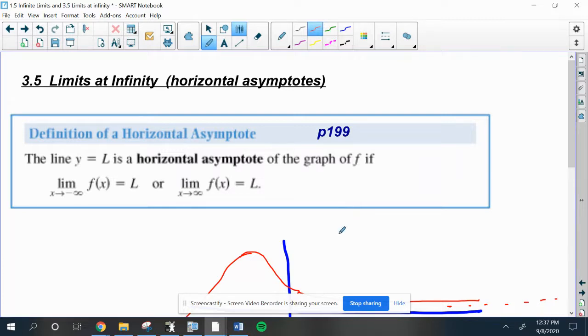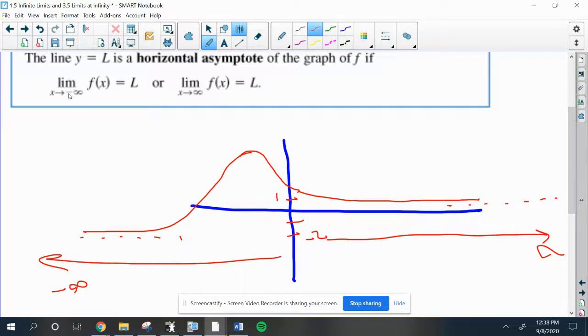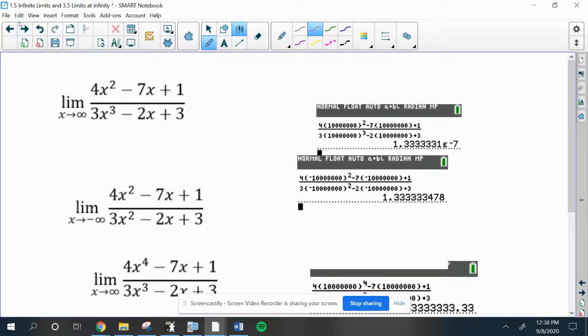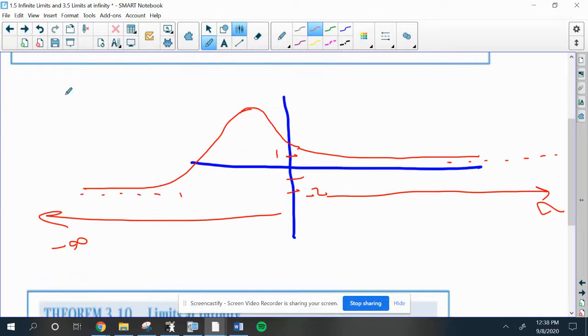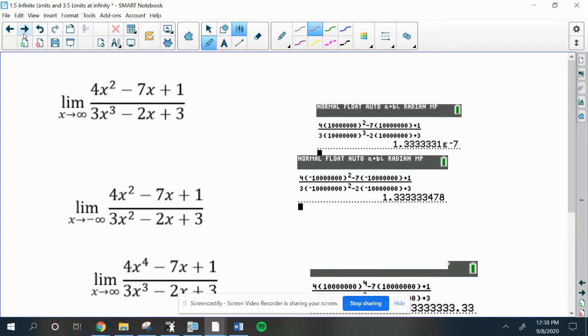Now, if you remember horizontal asymptotes, it was very rare that you saw 2. Usually we saw 1, but that happens for rational functions, and that's what we're going to be talking about. So here's 3 functions. These 3 functions look pretty similar, but pay close attention to the degrees.